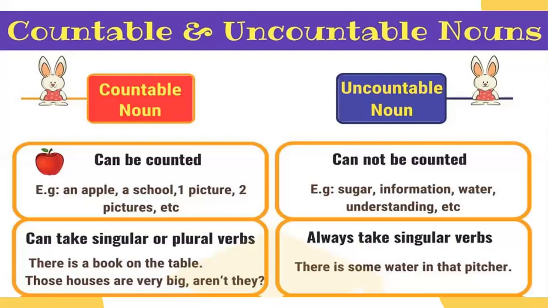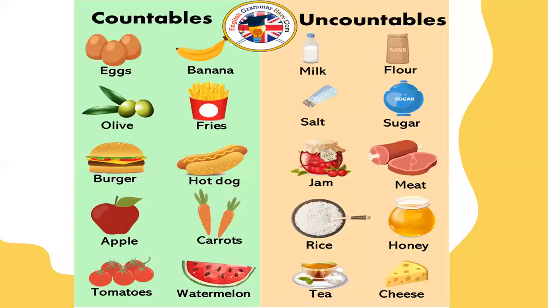So what are some uncountable nouns? Can you give me an example? Eggs, banana, all these are countable nouns. Milk, flour, salt, always water, oil, materials, abstract nouns, and then grains. All the grains should come under uncountable nouns. So all the grains, water and oil, all materials, and all abstract nouns should come under uncountable nouns. So you can't count these things.